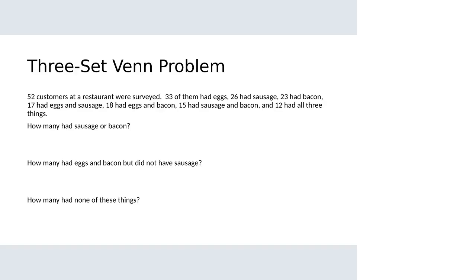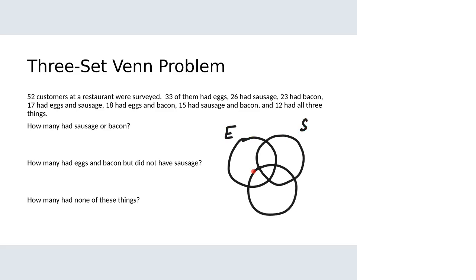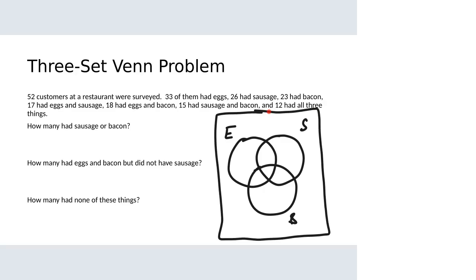When we draw our Venn diagram here, we're going to have 3 sets. Eggs was first, sausage was next, bacon was last. You don't have to put them in the same order as the problem, but I find it helpful: the problem says eggs, sausage, bacon, so that's how I'm going to draw my sets. And so there's my 3-circle Venn diagram.